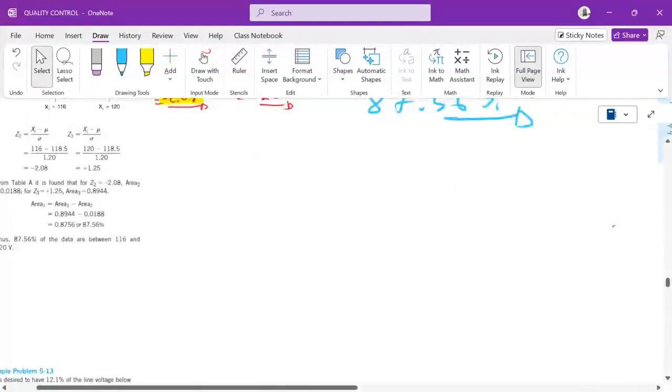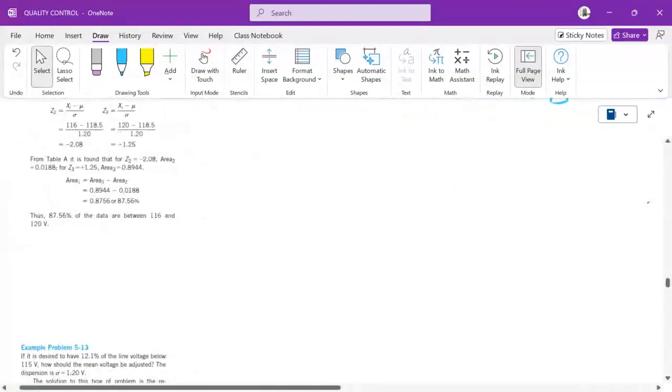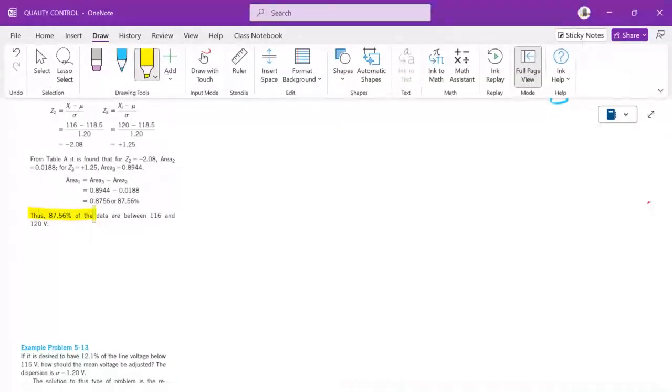Then you do mention the statement, thus 87.56% of the data falls between 116 and 120. All right, moving right along.